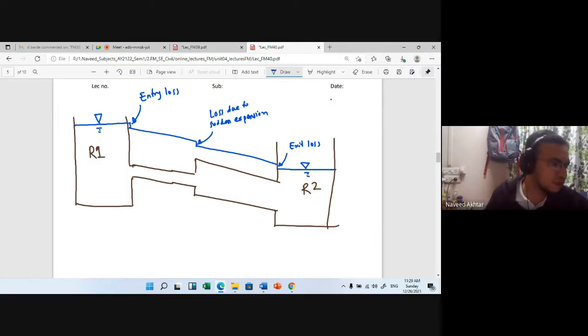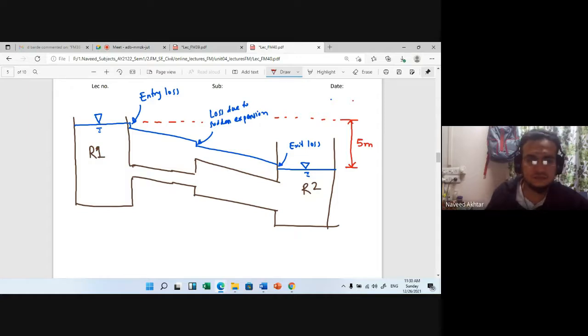Okay, so first, as soon as this is given, we have also been given the level difference between reservoir 1 and 2. It is given as the free surface level difference between the two is 5 meter.